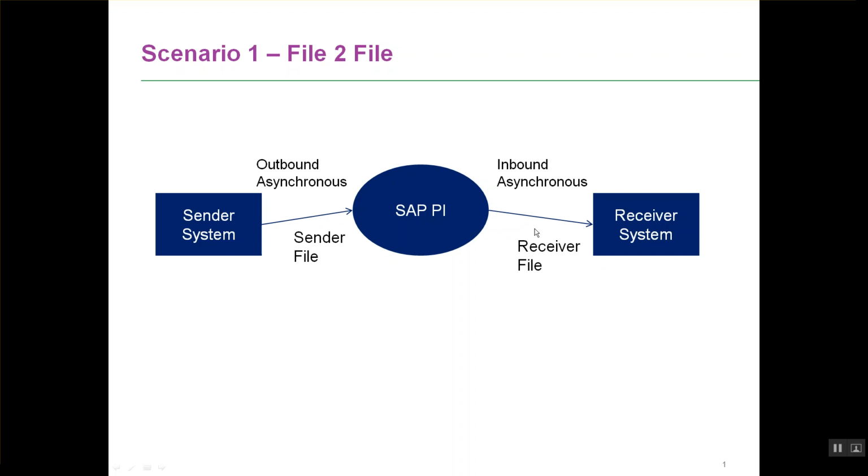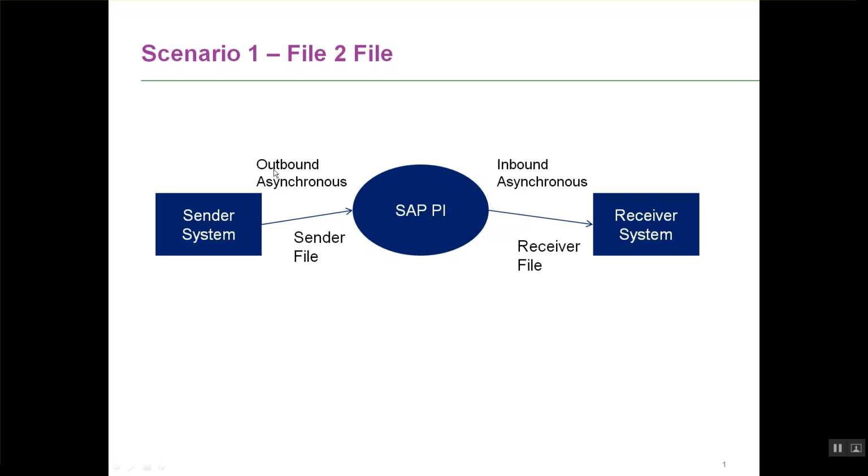The direction of the file adapter, or the mode of the file adapter, is going to be of type receiver. Okay, so that's the first exercise that we are going to do. To summarize, we are going to have a file being created by a sending system. PI is going to pick up that file, and PI is going to push the file to a target system.